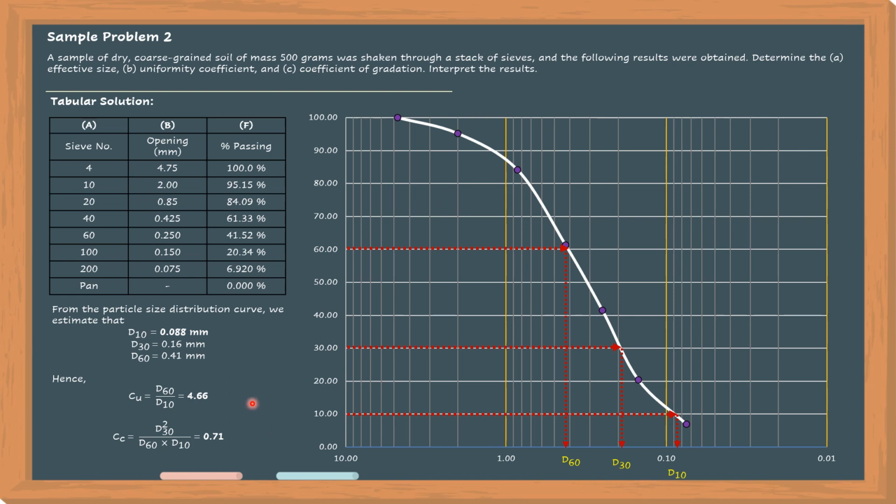Pero pag gumamit kayo ng pen and paper approach, actually madali lang talaga magkuha ng D10, D30, and D60. So using a ruler, i-measure nyo lang yung, let's say, consider natin yung D60. Measure nyo lang yung distance ng point of intersection ng curve with the horizontal line corresponding to 60%. So approximately nasa 49 mm yan siya.